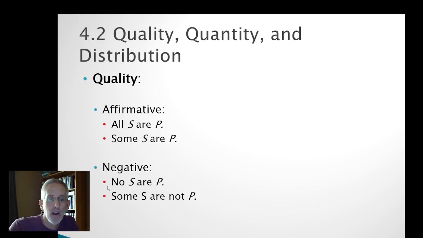On the other hand, categorical propositions no S's are P and some S's are not P are considered to be negative quality because they're denying something. In the first case, what they're asserting is that not a single S is a member of the P class. And in the second case, there's at least one S that's not a member of the P class. So they're negative here because they're denying something, and they're affirmative here because they're asserting something positively. This is easy to remember. If you see a no or an are not, it's going to be negative. Otherwise, it's going to be affirmative. You need to know the quality of any categorical proposition that you're given.